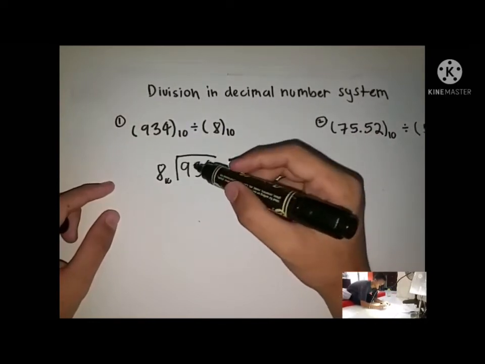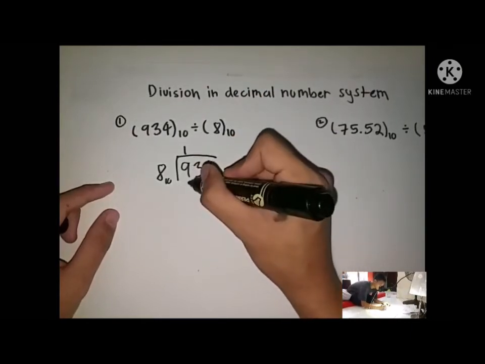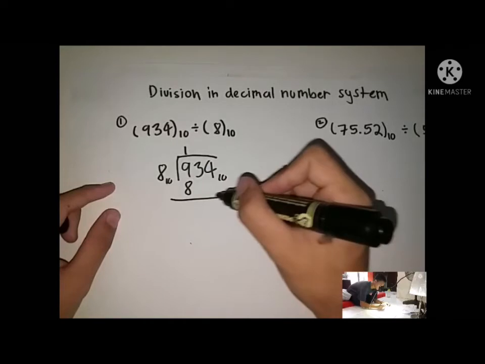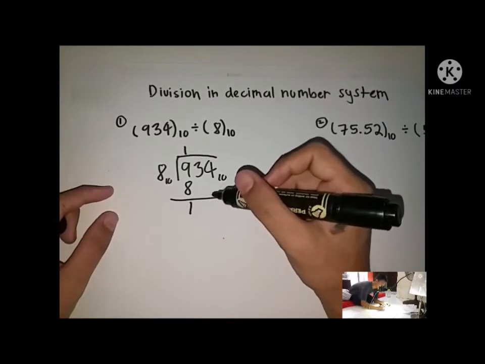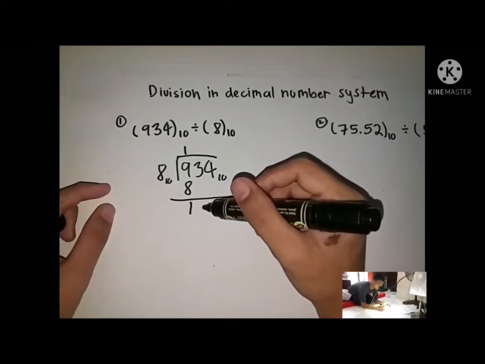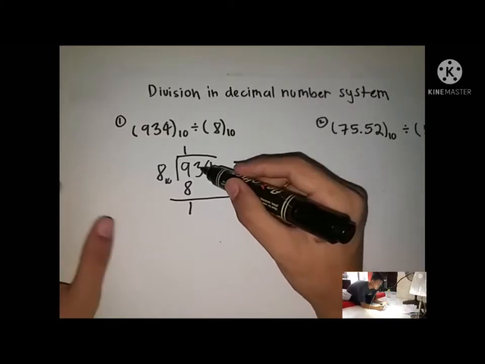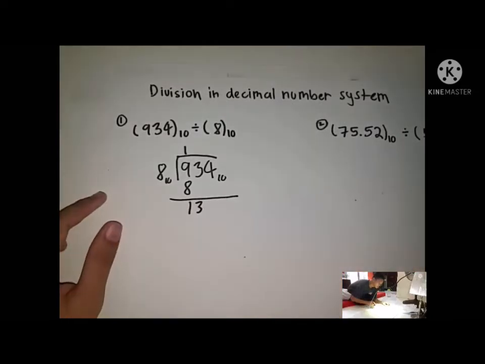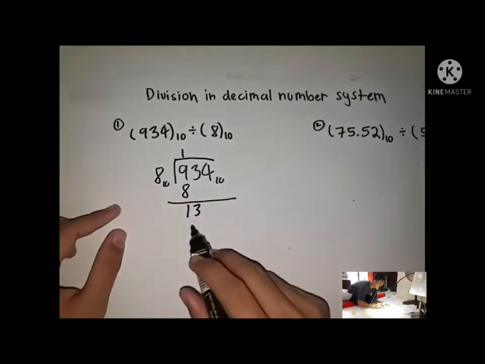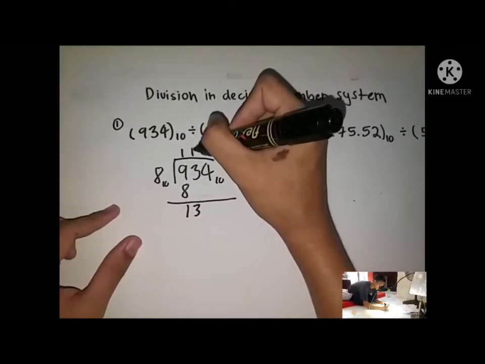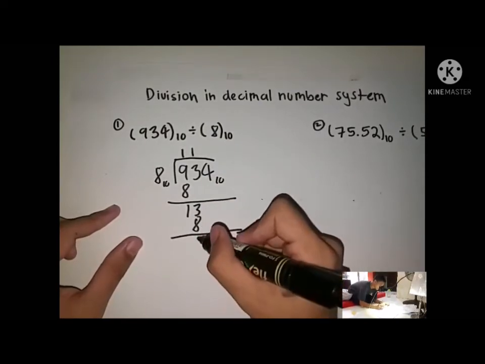So firstly we must divide 9 by 8. It gives us a 1. So 1 times 8 gives us a 8. Then subtract it. So 9 minus 8, it gives us a 1. So as you can see here, the dividend is greater than the divisor. So we must bring down the 3 here. So that makes the dividend greater than the divisor. So 13 divided by 8, it gives us a 1 also. Then 1 times 8, 8. So 13 minus 8 gives us a 5.